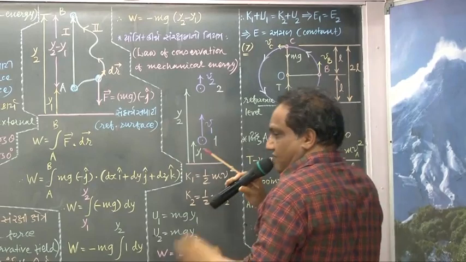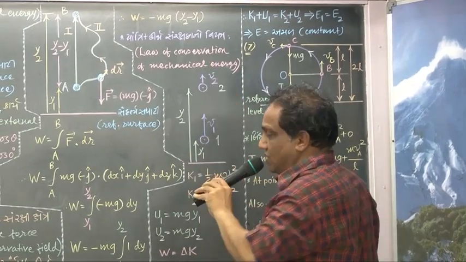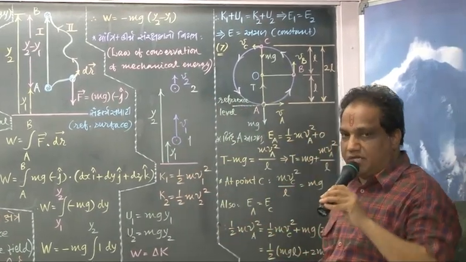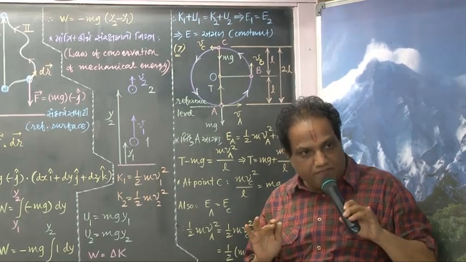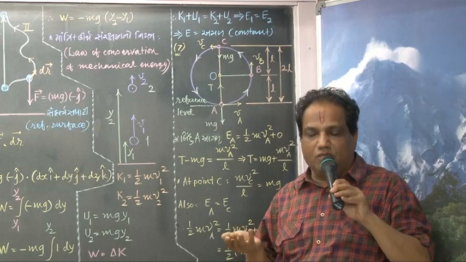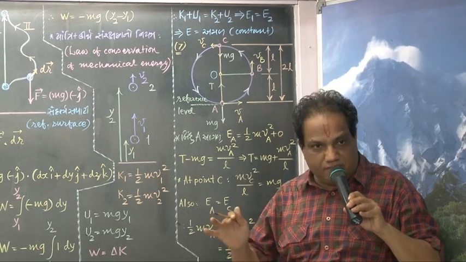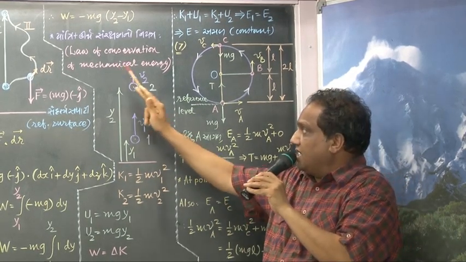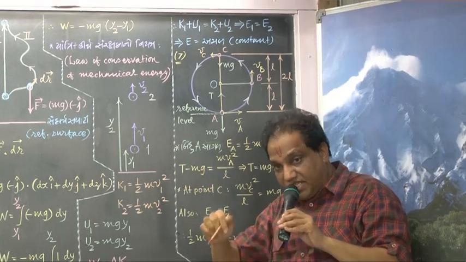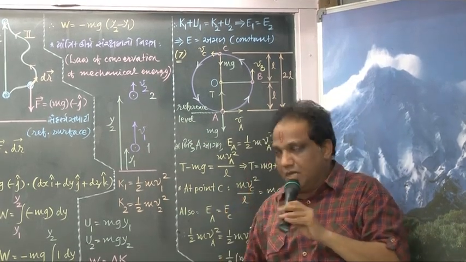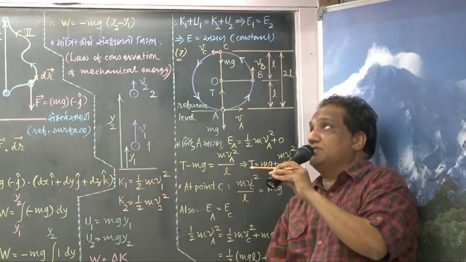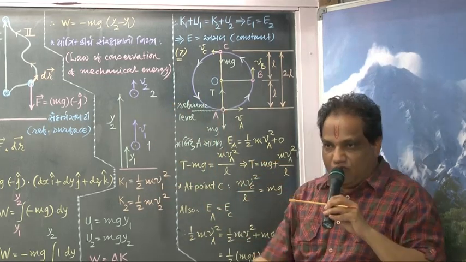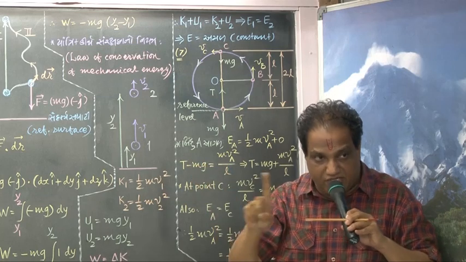Conservation means what? Keeping constant. Did we study a conservation law for momentum? Then what does it mean? Conservation means keeping constant. And here mechanical energy will remain constant. But under which circumstances, I am showing you. Consider a body which is thrown vertically upwards. We are not going to consider any air resistance.